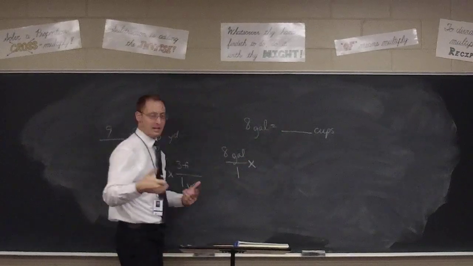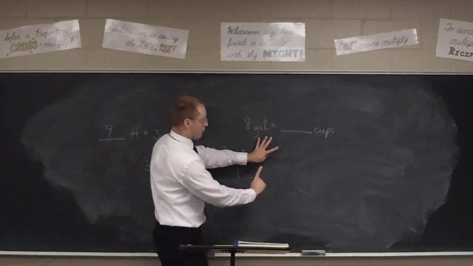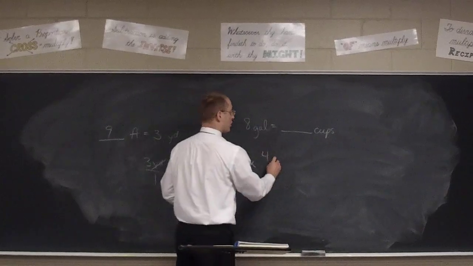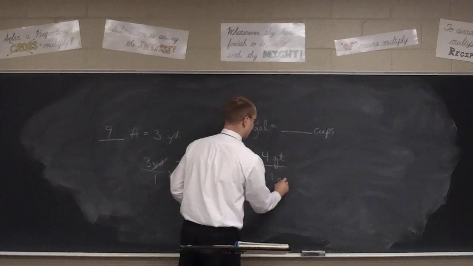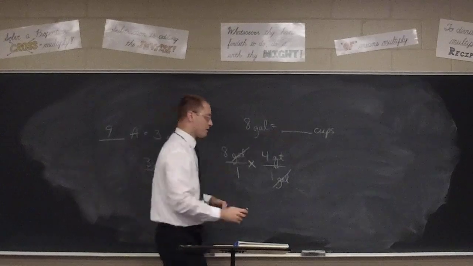What do we know about gallons? 4 quarts. Now, 4 quarts over 1 gallon or 1 gallon over 4 quarts? 4 quarts over 1 gallon. Good. And the gallons are gone. I now have quarts, but I don't care about quarts. I want cups. So let's multiply again.